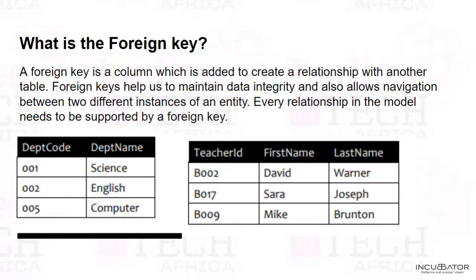That's their primary key that is differentiating them. Do you get? This is B001, David Warner is one record. This other one is a record. This one too is a record. Mike Brunton is a record too as well. So now you can say this is a record, this is a record, this is a record.